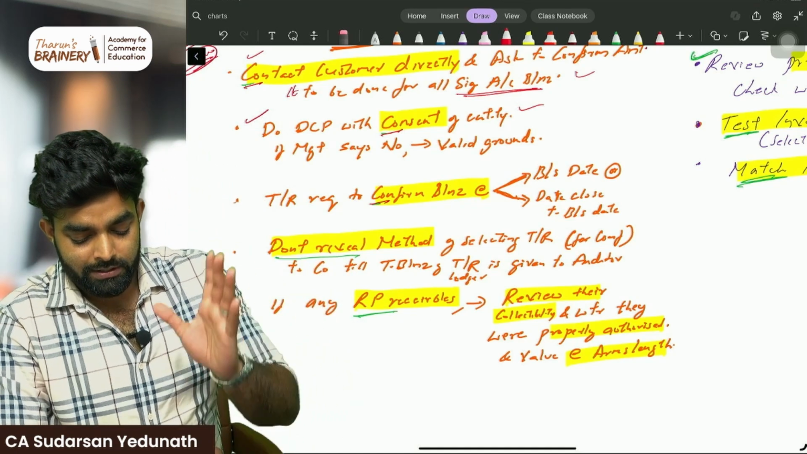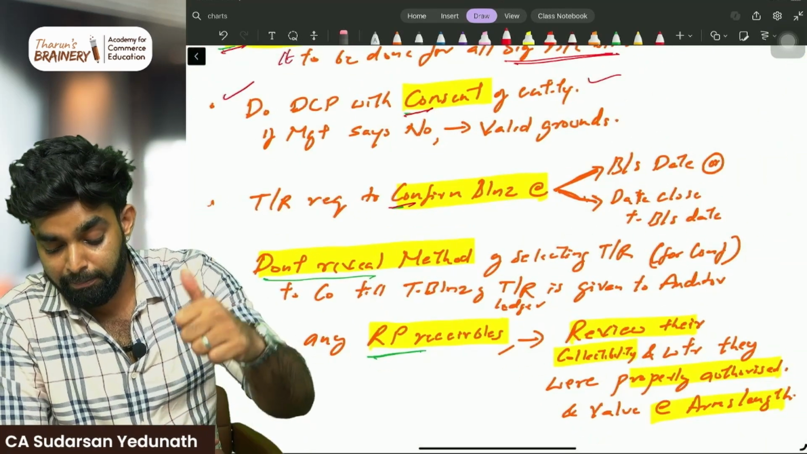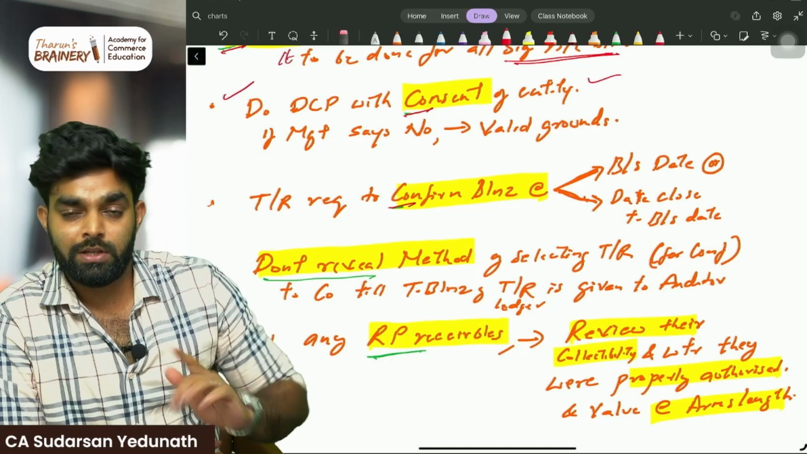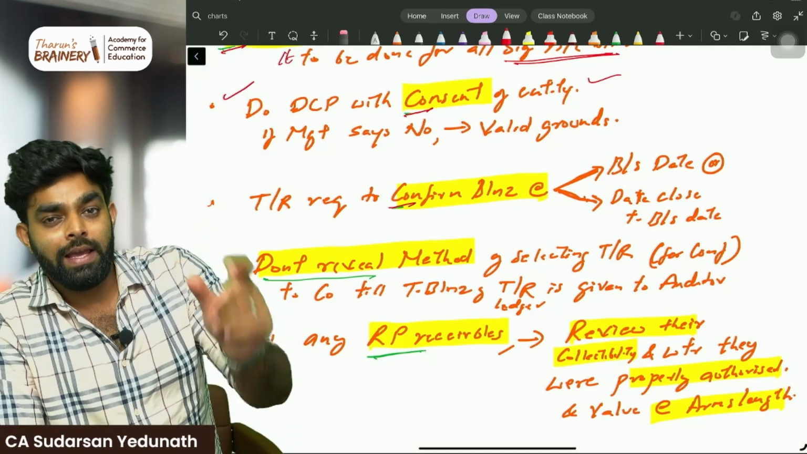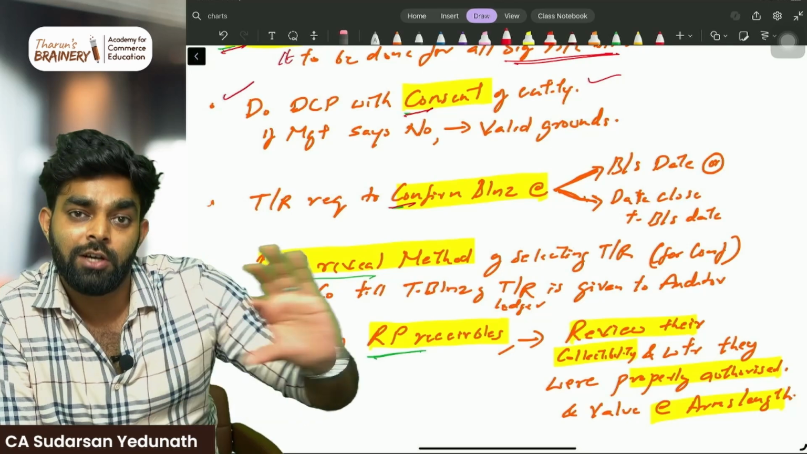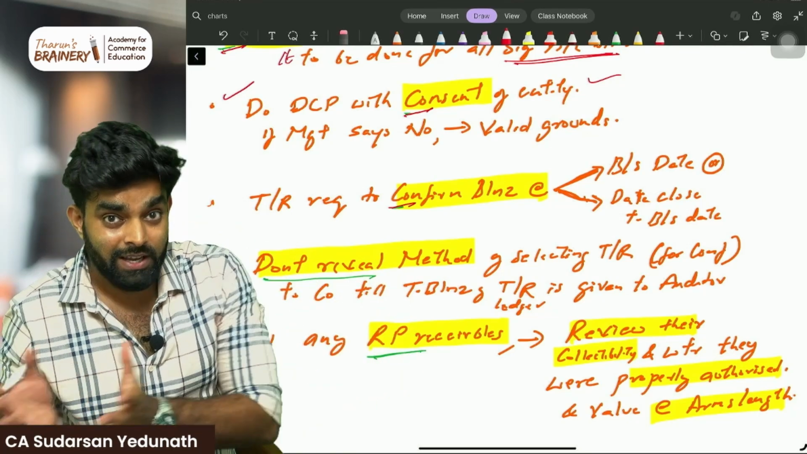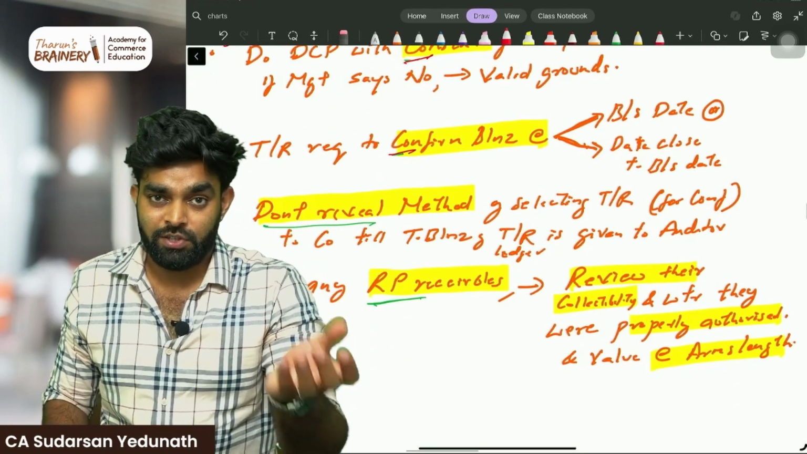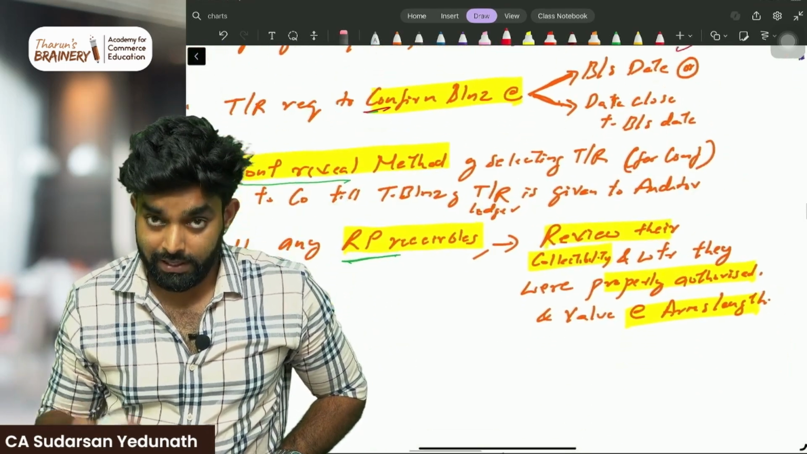Then trade receivable: request to confirm balances at the balance sheet date or a date close to the balance sheet date. When you are confirming balances, make sure you are confirming either at the balance sheet date or any date close to the balance sheet date only, because we want the closing confirmed balance. So that is why we are doing it like that. When you are sending the confirmation, make sure it is either close to the balance sheet date or on the balance sheet date, that is 31/3.